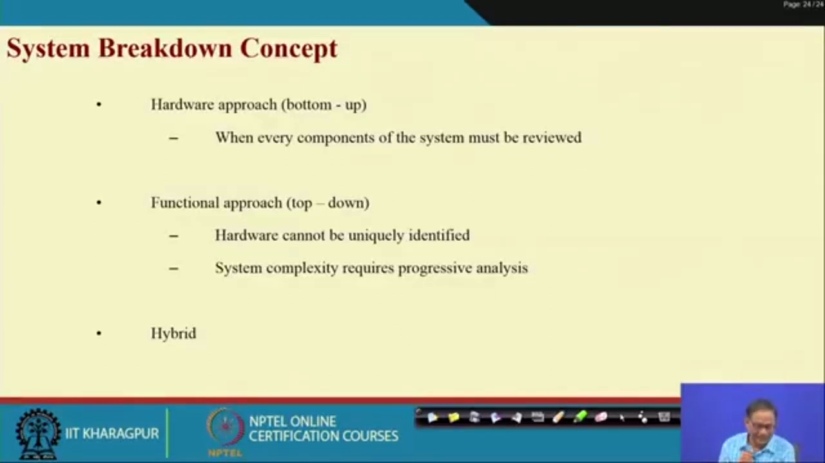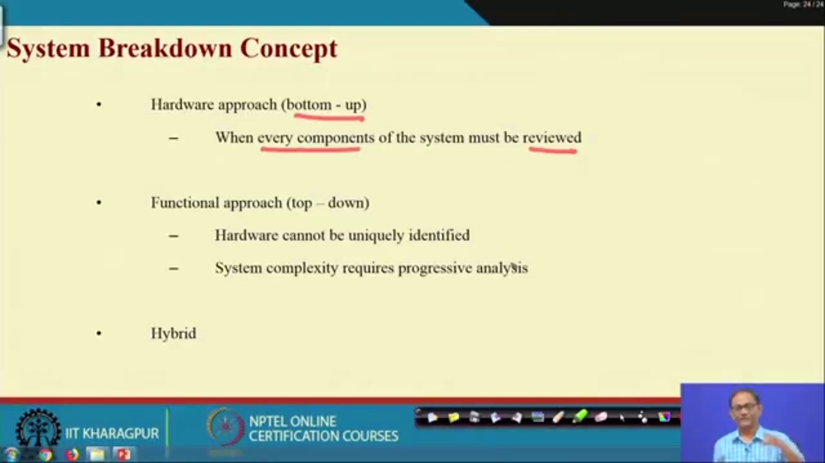So, there are three kinds of approaches. One is hardware approach, bottom up approach. Bottom up approach means every component of the system must be reviewed. Then the functional approach, used when hardware cannot be uniquely identified, or system complexity requires progressive analysis.